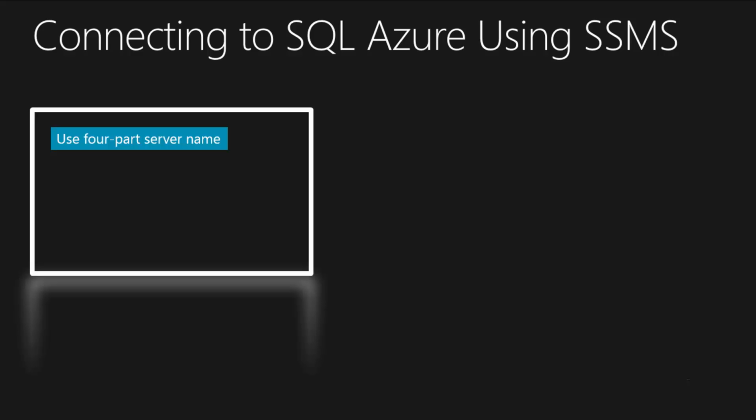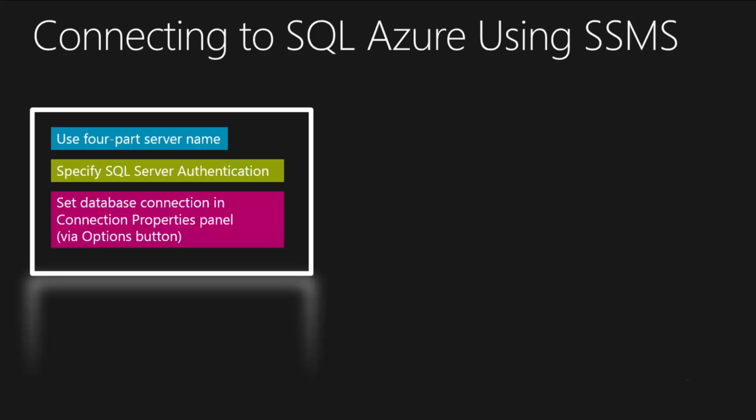You need to specify the SQL Azure Server's fully qualified name while connecting to it. And in the authentication box, you need to choose SQL Server Authentication because connecting to SQL Azure using Windows Authentication is not supported. By default, you will connect to the master database. So to connect to a user database instead, click the Options button to expand the Connect to Server box and reveal the Connection Properties panel, which you can use to enter the name of the desired database.